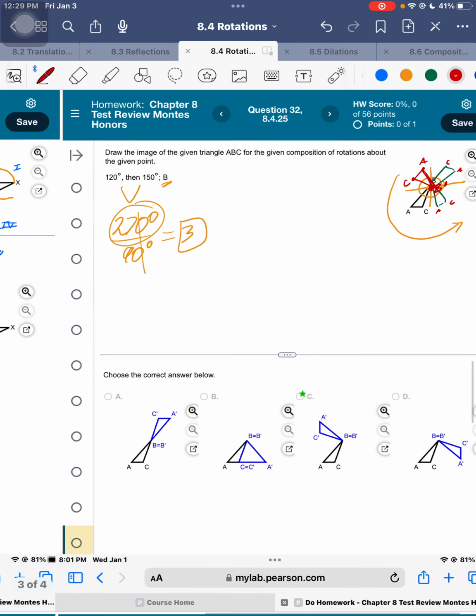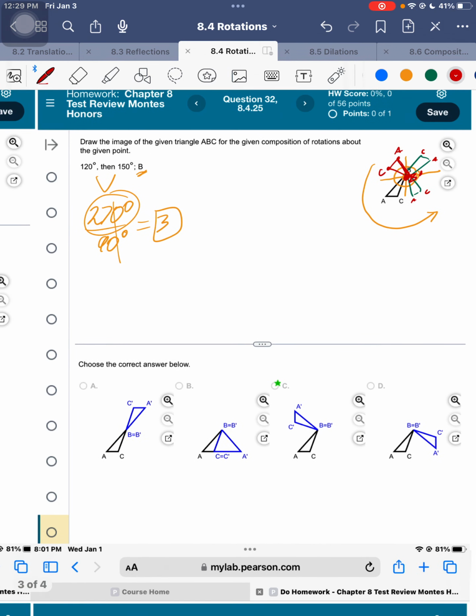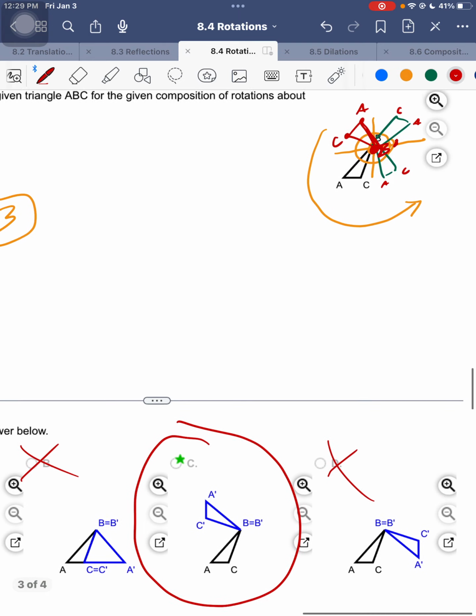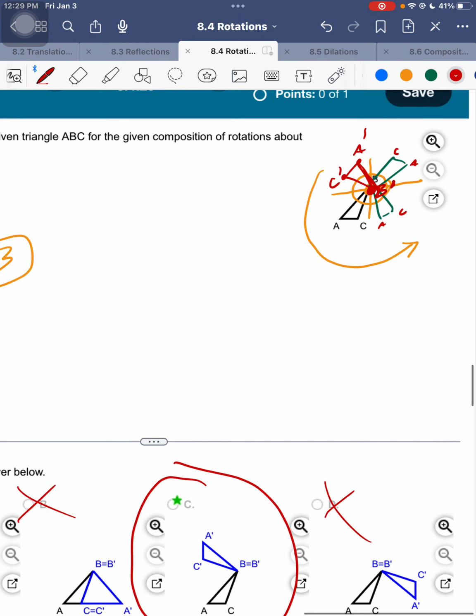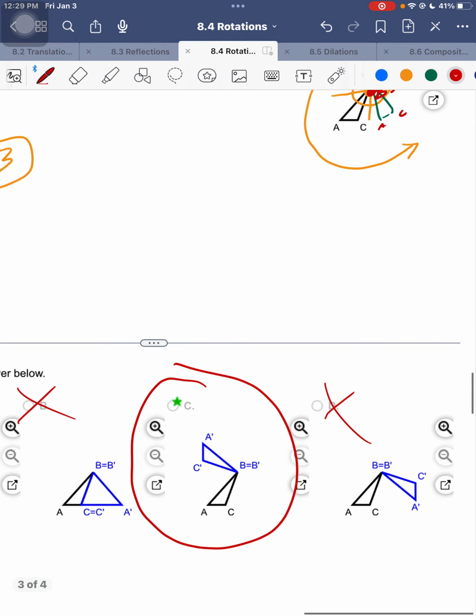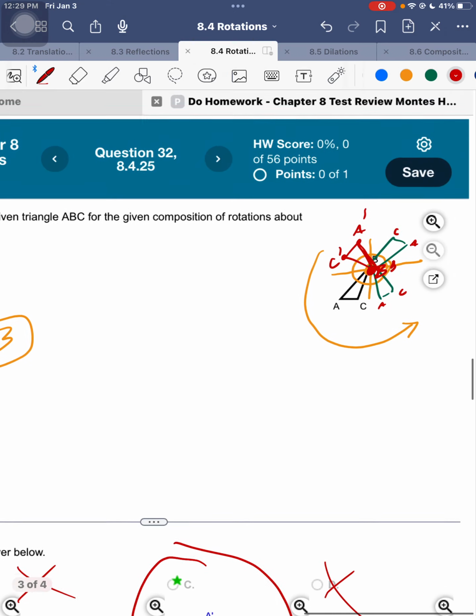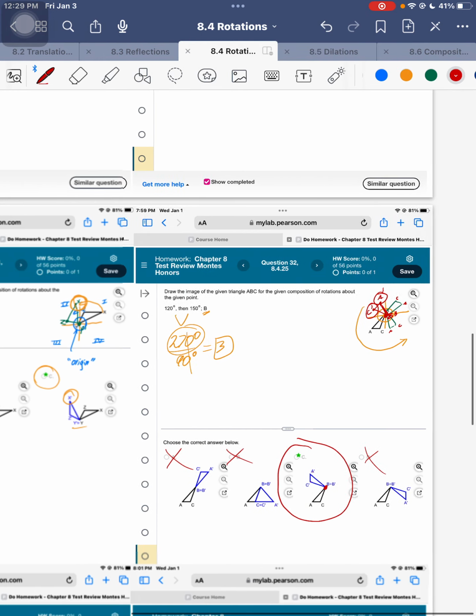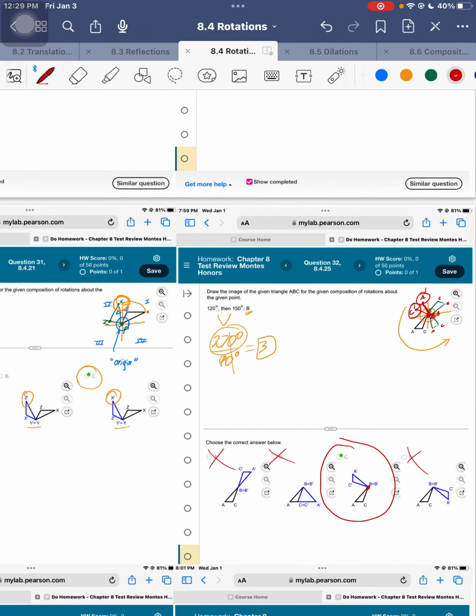Okay, so let's see which one looks like that. Okay, this I definitely know isn't right. That's a 180 rotation. This wasn't even a rotation. This doesn't look right at all. This is the one that looks right. And we can double check. Look, my A prime is over here, my C prime's over here, my B prime's here in obviously the center. And then A's up, C's down. A's up, C's down.